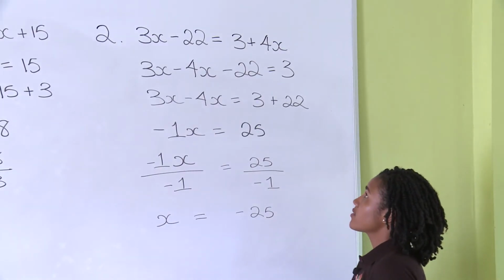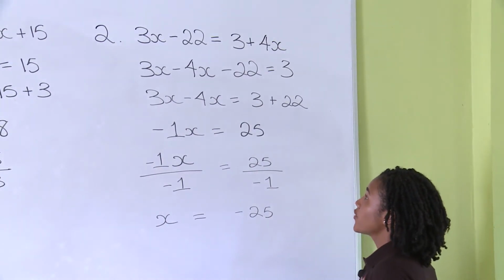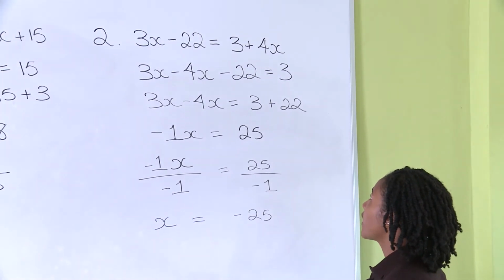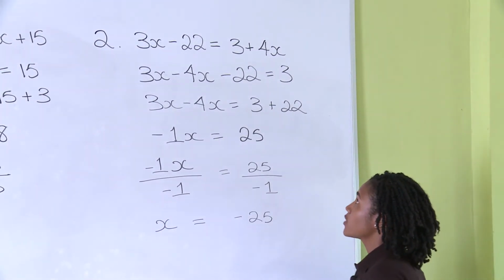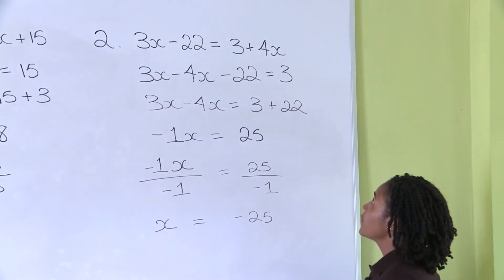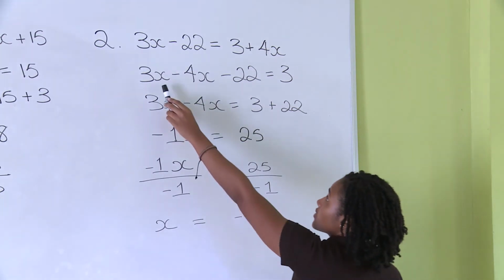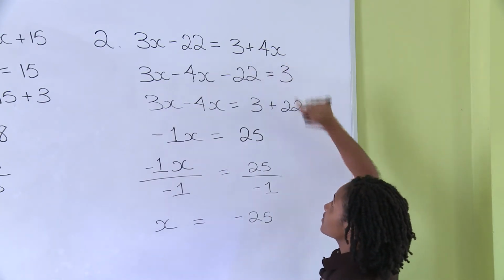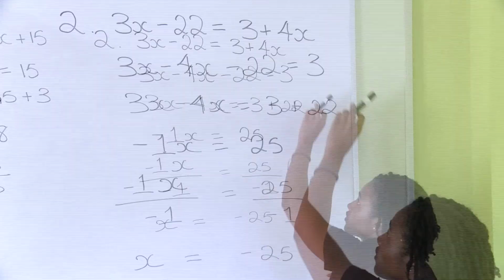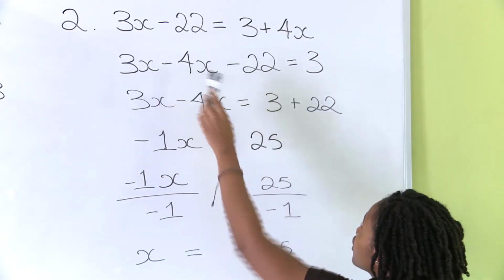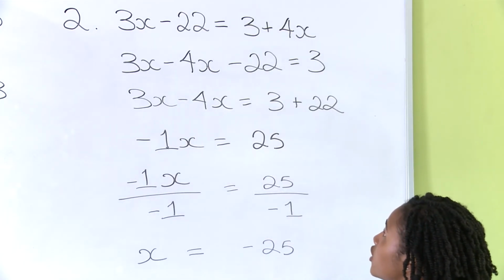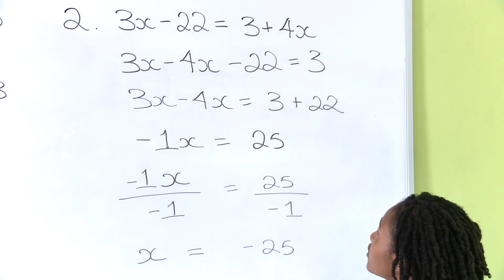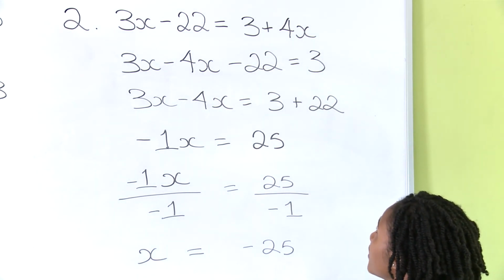So for our second example, the equation reads 3x minus 22 is equal to 3 plus 4x. Remember, our first step is to group our like terms together. So we have 3x minus 4x, because 4x was on the right-hand side of our equation, and when brought over to the left-hand side, its operation changes to subtraction. So we have 3x minus 4x minus 22 is equal to 3.